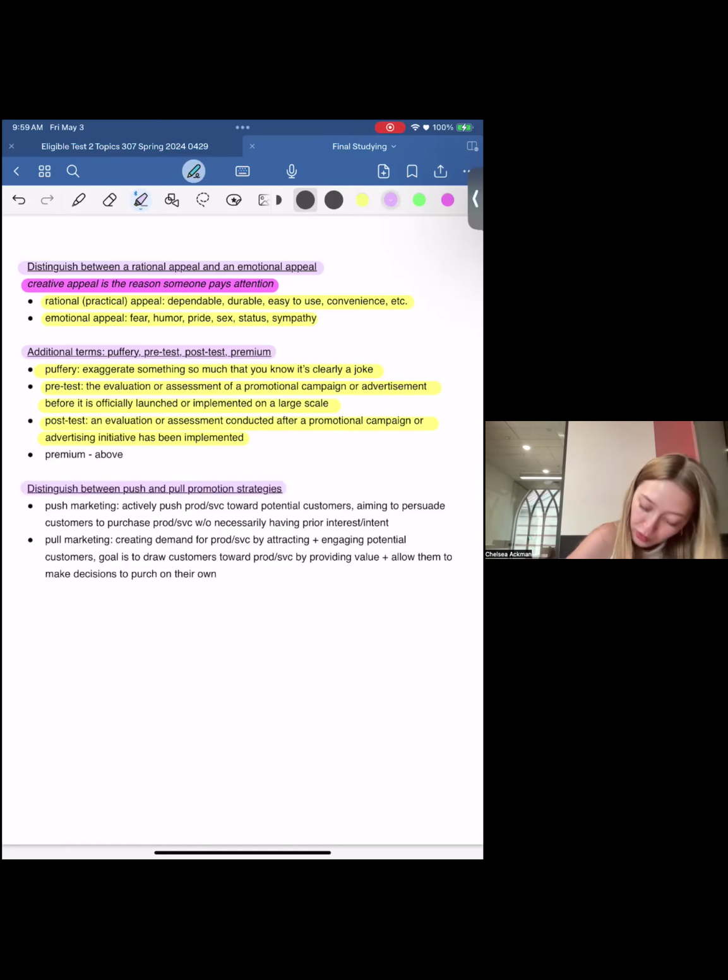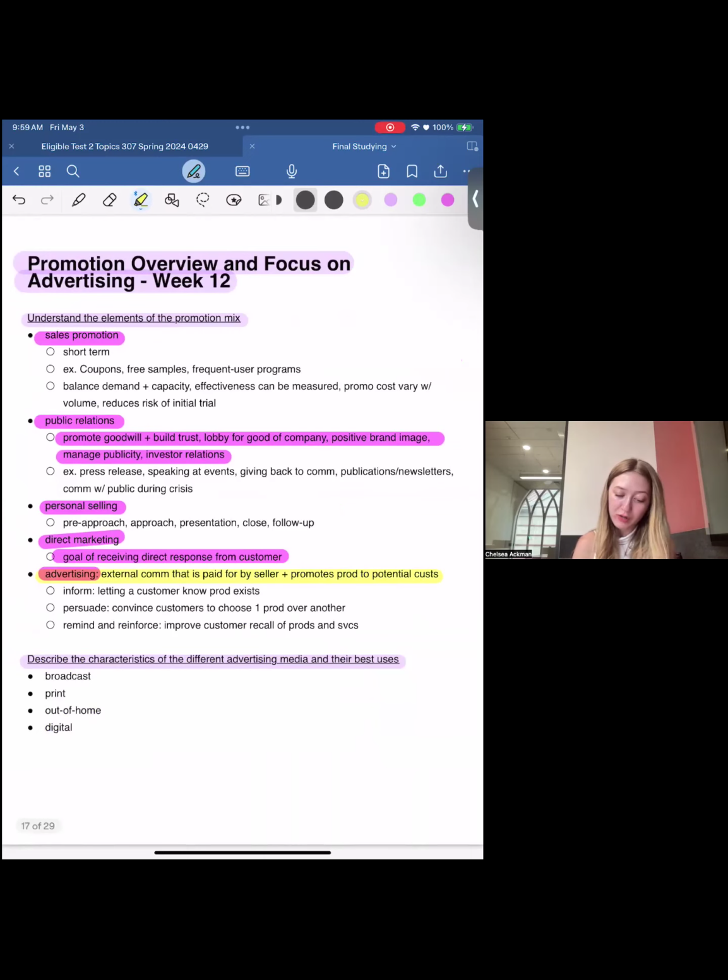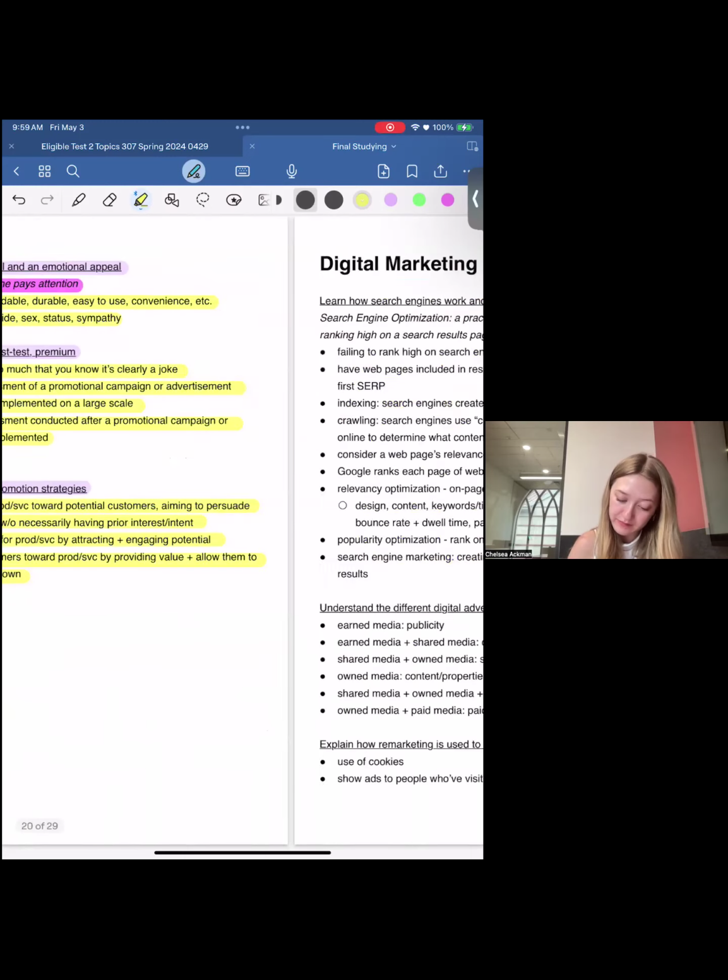Distinguish between push and pull promotion strategies. Push marketing actively pushes a product or service toward potential customers, aiming to persuade customers to purchase the product or service without necessarily having prior interest or intent of purchase. Pull marketing creates demand for a product or service by attracting and engaging potential customers. The goal is to draw customers toward the product or service by providing value and allowing them to make decisions to purchase on their own. So that concludes the promotion overview and focus on advertising.